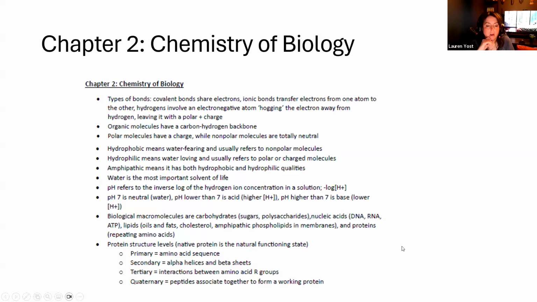Okay. Primary, that's just the amino acid. So remember, you have to start in primary school. Primary is the most basic one, just the amino acid sequence. Like the ribbon, you have a long ribbon made up of amino acids. Secondary, now those amino acids are starting to interact with one another.